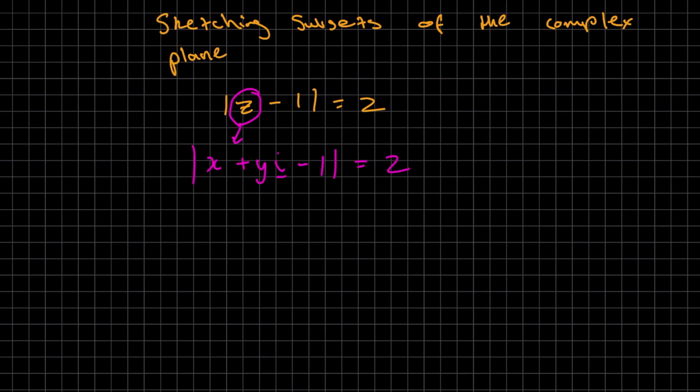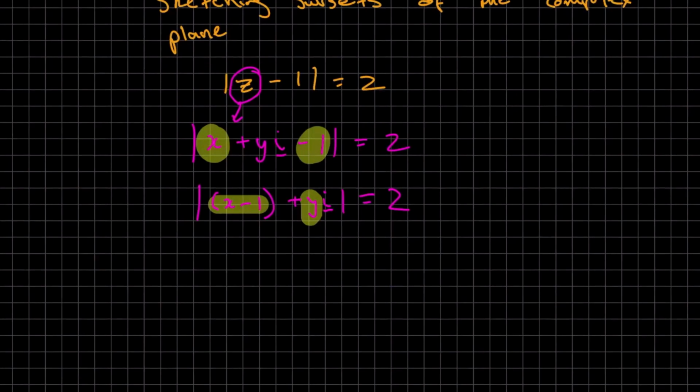Now we know that 1 is a real number and x is also representative of the real part of this complex number. So what we can do is group these together. So we can write this as the modulus of x minus 1 plus yi. Again, the x minus 1 here being representative of the real part of our complex number, and the y over here being representative of the imaginary part of our complex number. So this equals 2.